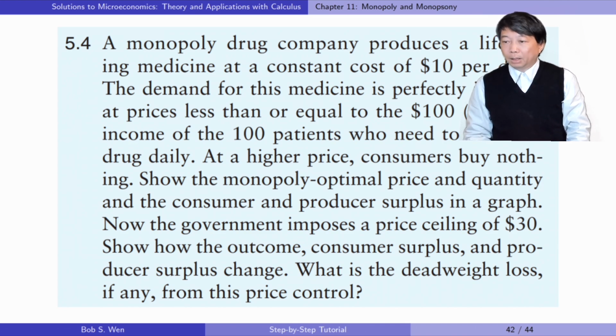Now, the government imposes a price ceiling of $30. How do the outcome, consumer surplus and producer surplus change? What is the deadweight loss, if any, from this price control?